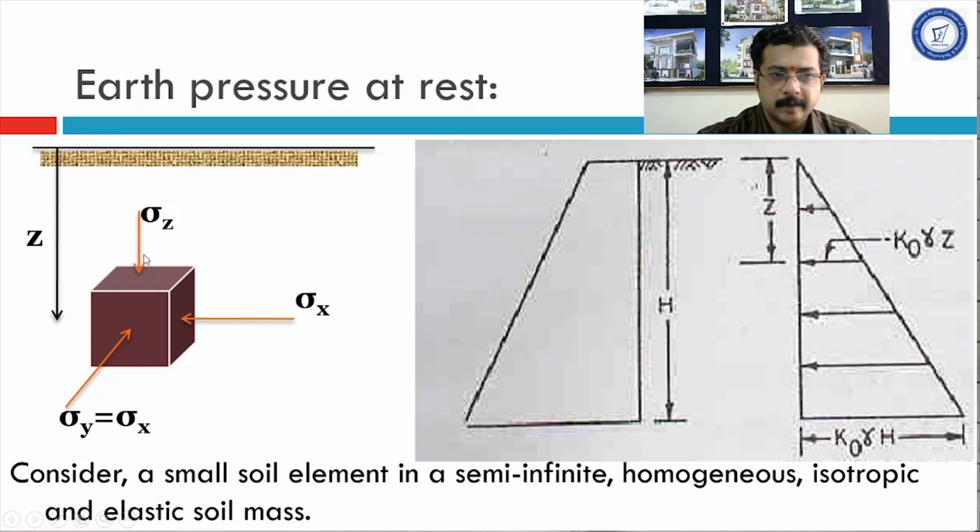The pressure which will be acting on this particle will be of three types. One would be the vertical pressure, that is sigma z, which we call the vertical stress. Second would be sigma x, which will be acting horizontally on this vertical plane, and third would be sigma y, which will have magnitude equal to sigma x. Since the material is considered homogeneous and isotropic, sigma y and sigma x both can be considered to be of the same magnitude.